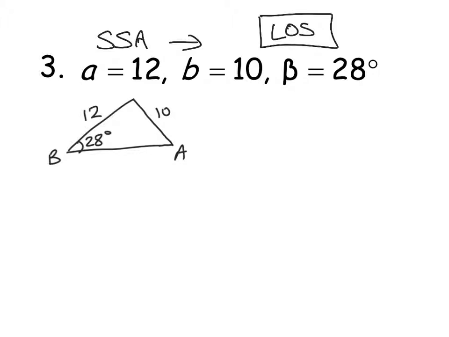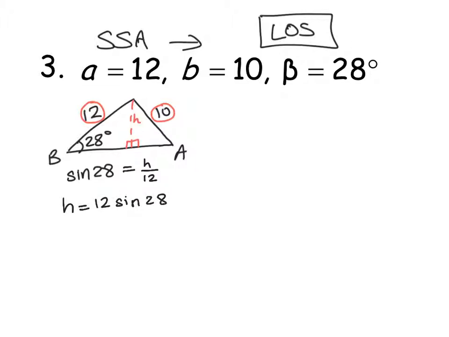So you see that the opposite side is less than the adjacent side. So first of all, I need to check, is it bigger than the height? Because if it's smaller than the height, then I do not have a triangle. So we have to find the height. So sine of 28 in this right triangle over here is opposite over hypotenuse. So h is 12 sine 28, which is 5.634. So the opposite side, B in this case, is between 12 and the height. So yes, I do have 2 triangles in this case.